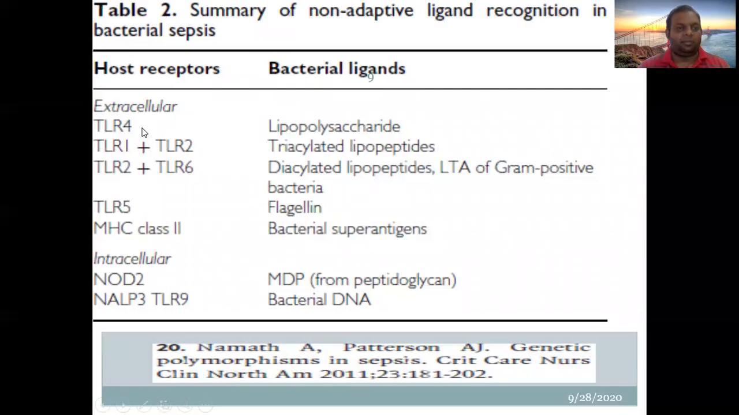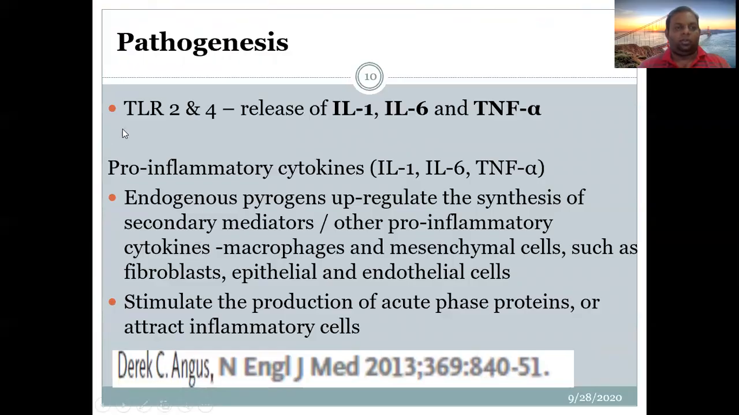Here you can see some extracellular ligand recognition in bacterial sepsis, Toll-like receptors 4, 1, 2. Bacterial ligands like lipopolysaccharide and truncated lipopeptides are there. With the presence of Toll-like receptors 2 and 4, there is release of interleukin 1, 6, and TNF-alpha, which lead to endogenous pyrogens and upregulate the synthesis of secondary mediators, other pro-inflammatory cytokines, from macrophages and mesenchymal cells such as fibroblasts, epithelial and endothelial cells. They stimulate the production of acute phase proteins, so they attract inflammatory cells.